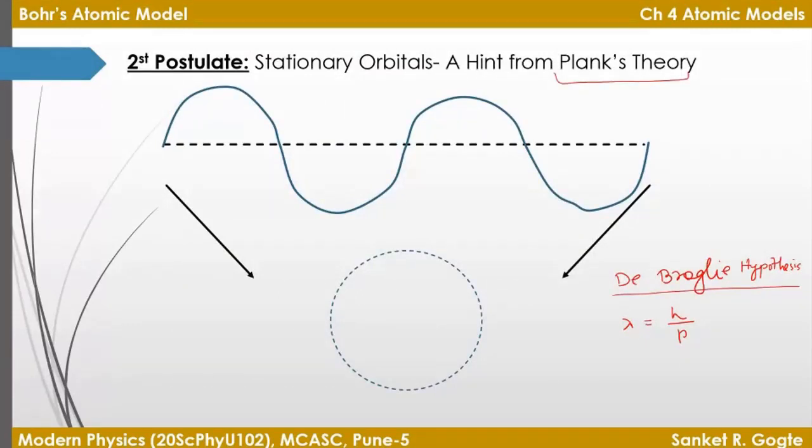Whenever we have a particle which is moving with this particular momentum, then there is a matter wave associated with that particle. It is termed as matter wave, and its wavelength is given by this relation: lambda is equal to h by p.